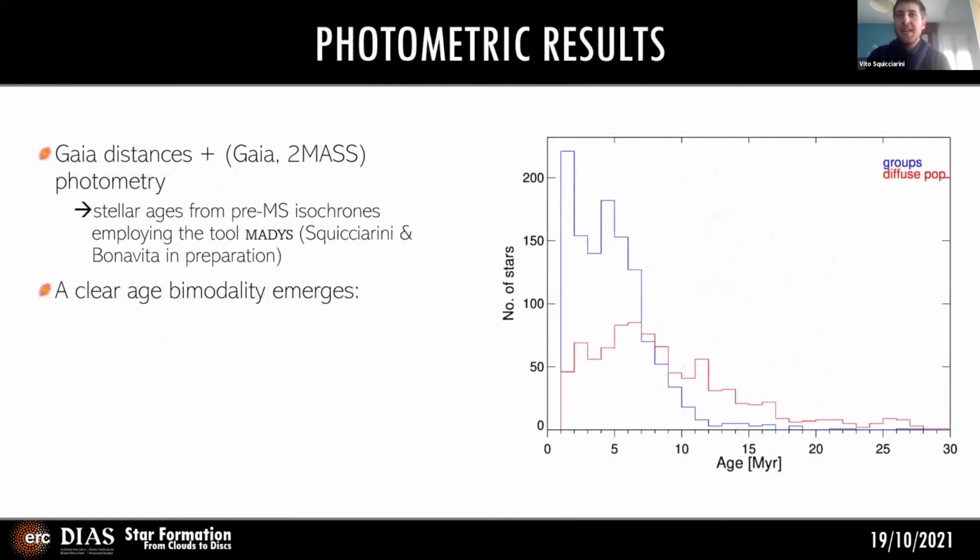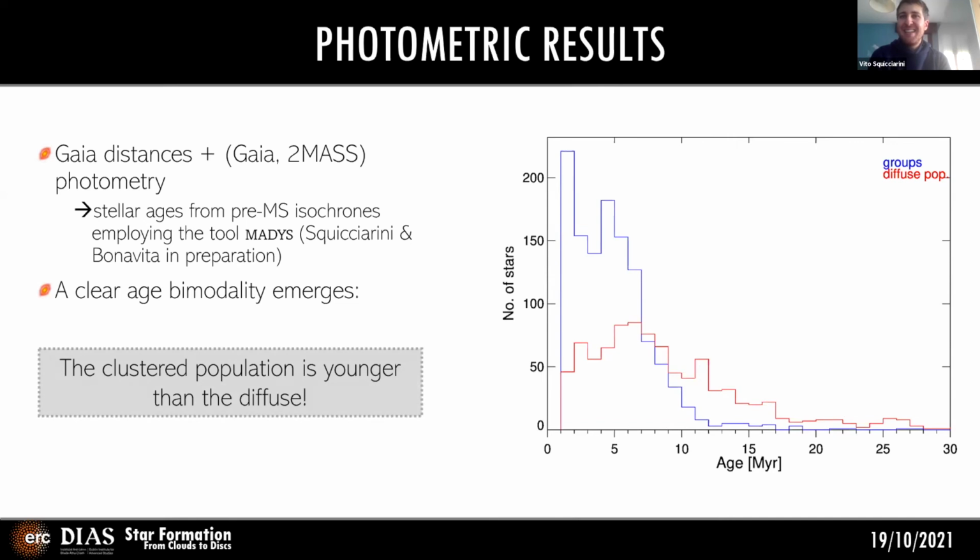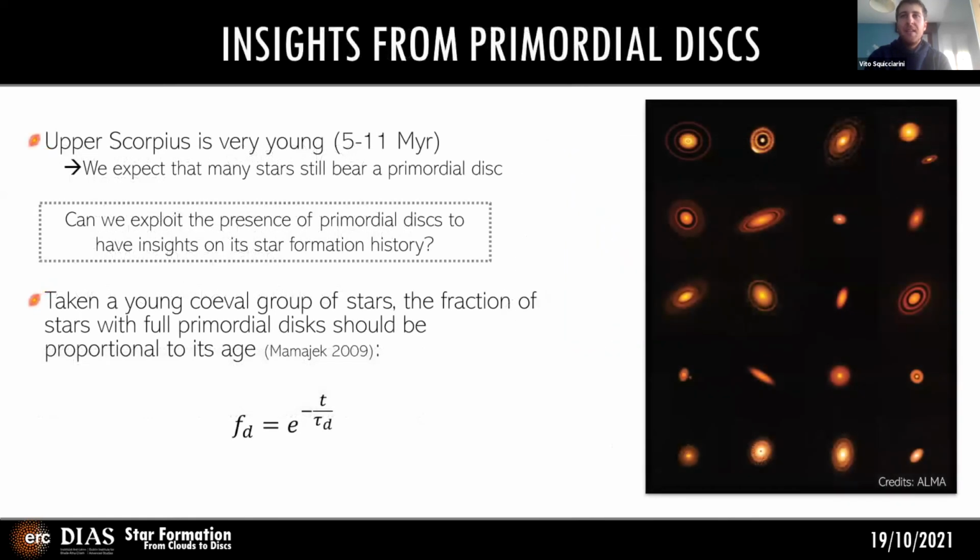And so we verified using, again, Gaia distances and the photometry from Gaia and 2MASS, using a tool, MADYS, that we're about to publish, that the ages that we derive for the clustered component is different and is younger than the age of the diffuse component. And this is really reassuring in a sense, because the distinction between the two was based on a purely kinematic basis. And then here we go to disks that are one of the main topics of this conference.